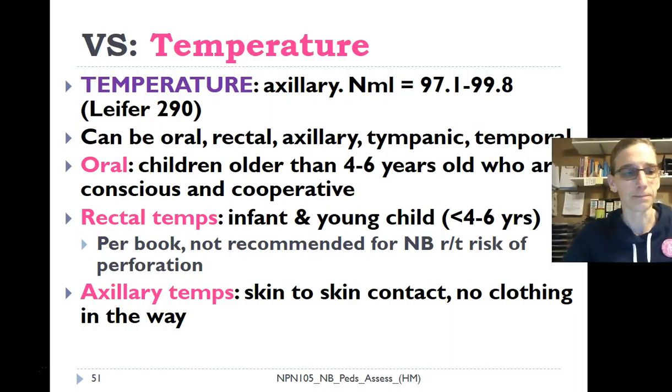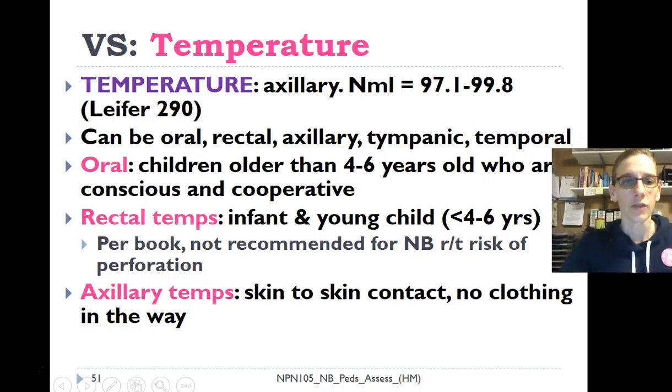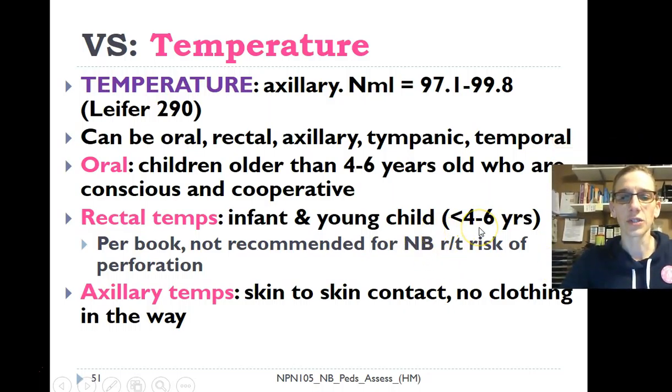All right, temperature. You're going to do an axillary temperature. Normal is 97.1 to 99.8. It can be done oral, rectal, axillary, tympanic, or temporal for your older child. Oral is going to be for children older than 4 to 6 who are conscious and cooperative. Rectal temps are for infants and young children less than 4 to 6 years of age, and per the book, it's not recommended for newborns related to the risk of perforation.